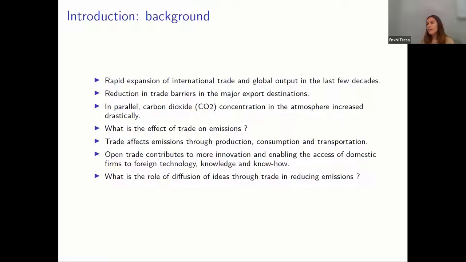But on the other hand, open trade contributes to more innovation, and it enables the access of new inputs, varieties, the access of foreign technology, knowledge, and know-how. This is in general. And in particular here, we would like to know what is the role of diffusion of ideas through trade in reducing emissions. So what is the role that trade plays through the diffusion of ideas in emissions?